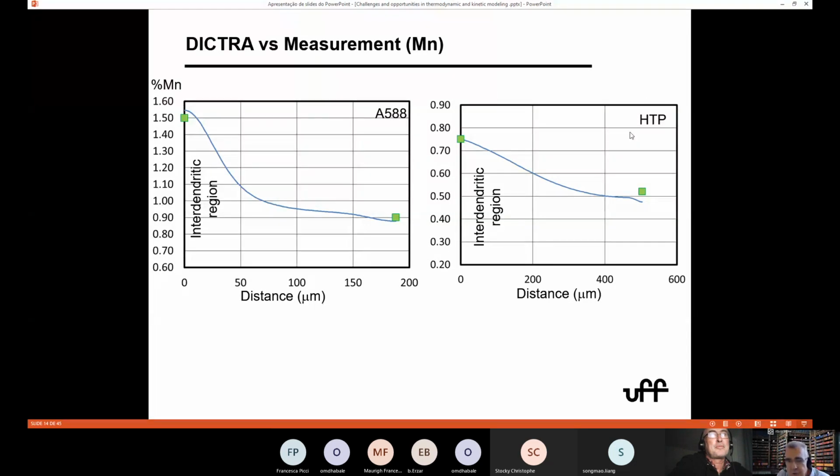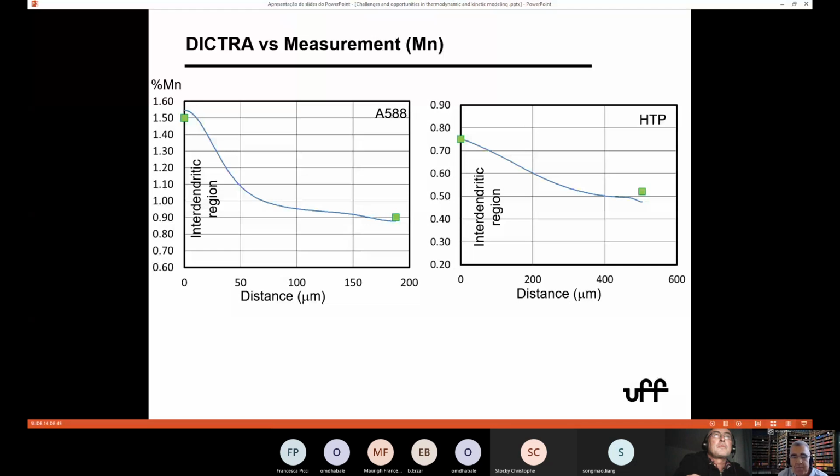Now, if you go to the HTP with the low manganese steel, you see the agreement is very good too. Keep in mind that this is now the primary dendrite spacing. So this is now 600 microns instead of 200. And it agrees very well, but most important, it doesn't segregate as much. I mean, you all know, of course, but just preaching to the choir.